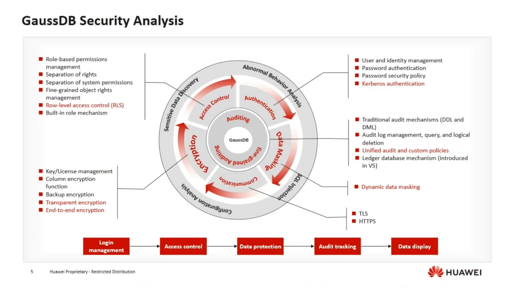What we see here shows the security capabilities of GaussDB. For example, the security database mechanism first introduced in GaussDB v5, Kerberos authentication for access validation, role-based permission control model, row-level access control model, dynamic data masking for data privacy protection, encryption mechanisms for data confidentiality, and security network protocols like TLS and HTTPS ensuring communication security. All these capabilities build a full-link security process from login management, access control, data protection, audit trail, and data display.